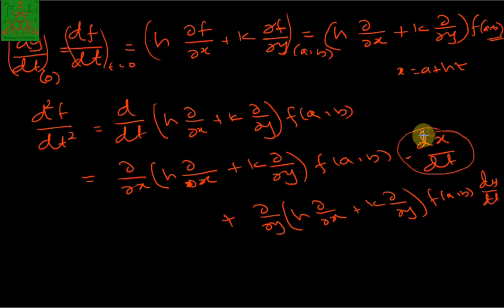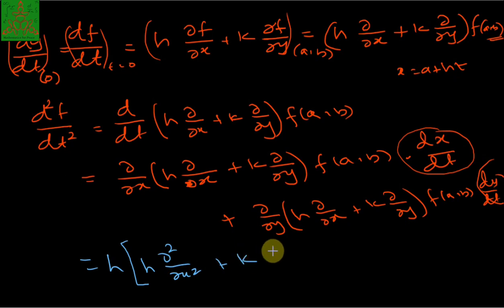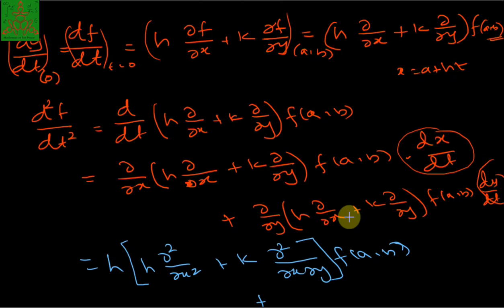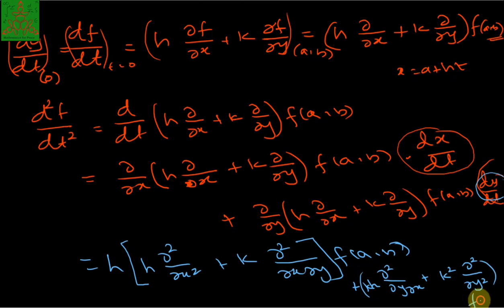Now we already know what dx/dt and dy/dt are. We'll substitute those values, so that's why it is h, and if I take this del/del x inside, then it will be h del square/del x square plus k del square/del x del y, applied to f(a, b). Plus if I operate this del/del y onto this expression, that's del square/del y del x into h, and for this one, multiplying by k, it will be hk plus k square del square/del y square, and this operates on f(a, b).